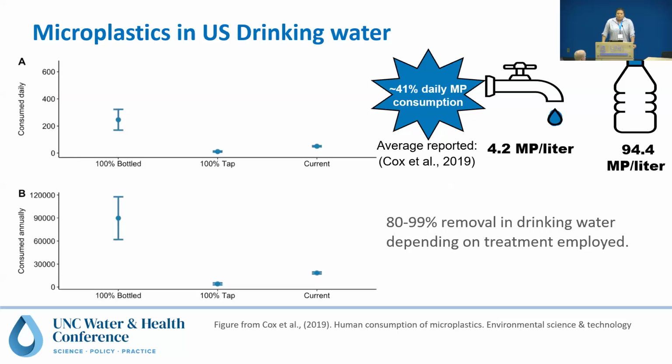So what does that have to do with water itself? We know drinking water does have microplastics. However, it's mostly bottled water that has higher concentrations of microplastics. We know that we are likely to drink or consume around 50,000 particles per year of microplastics.